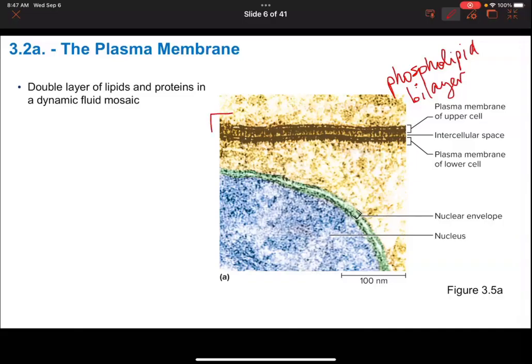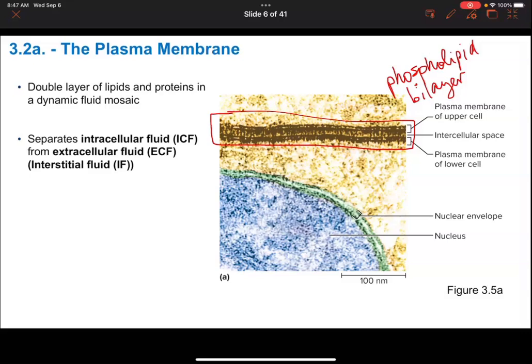So this is your phospholipid bilayer. It's called a bilayer because we have two layers of phospholipids, and we'll see on the next page that you have these hydrophilic heads and hydrophobic tails, two rows of that coming together to form this bilayer. Again, this is essential for separating the inside of the cell, or the intracellular fluid, from the extracellular fluid or interstitial fluid, however the case may be.